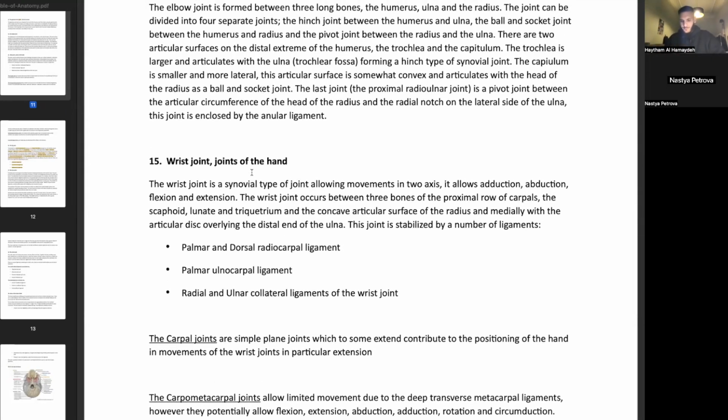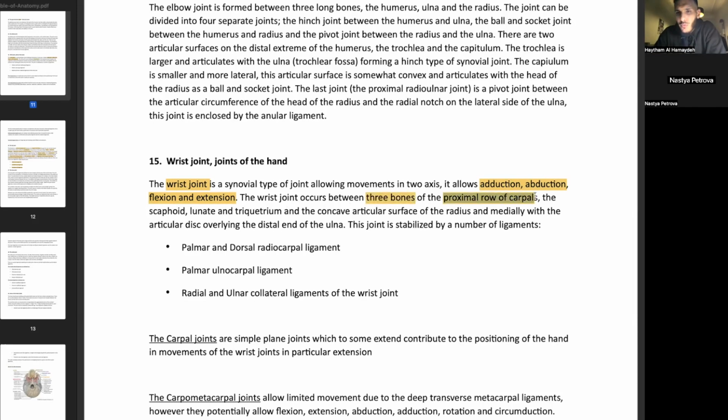Now, the wrist joint is a synovial type of joint. Okay, we know this. Allowing movements in 2 axes. It's not like a ball and socket. It allows for adduction and abduction, flexion, extension. Not rotation. The bones involved are 3.